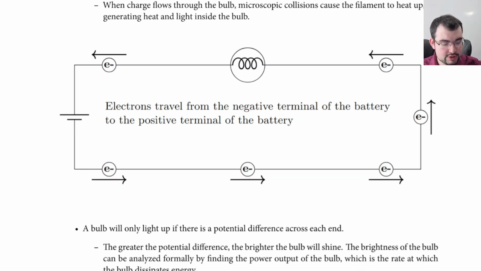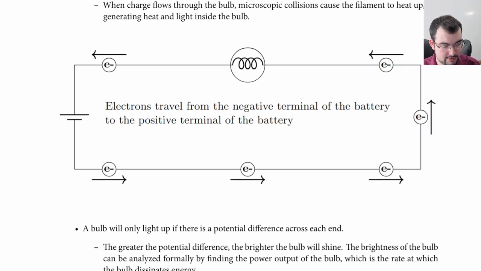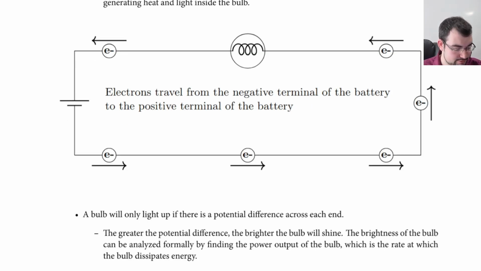We will assume that our batteries in this class are infinite wells of charge such that they never drain. Really, this should be lowering the battery potential until you eventually drain it as the charges end up balancing. But we'll assume that our batteries have so much charge that they can just pump these out forever. So a bulb will only light up if there's a potential difference across each end. Because if there wasn't a potential difference across the bulb, there'd be nothing forcing electrons through it, so we wouldn't be getting those collisions.